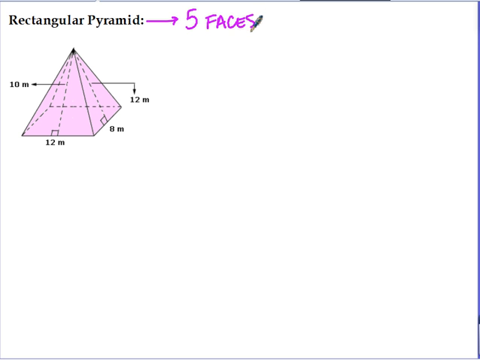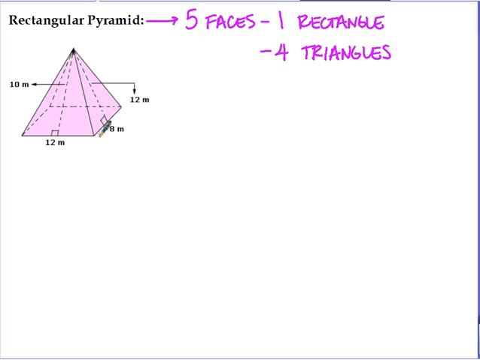Where we have one rectangle. Only it's a rectangle this time instead of a square, but that's still just one base. And then I'm going to have 4 triangles. However, not all 4 are the same. 2 are going to be the same as the other 2. They're going to be in pairs, because if you think about our rectangle, 2 of the triangles are going to have 12 as their base, and 2 of the triangles are going to have 8 as their base.